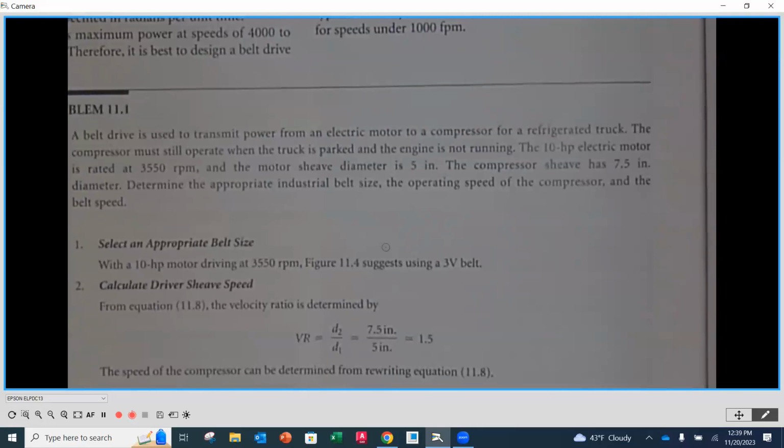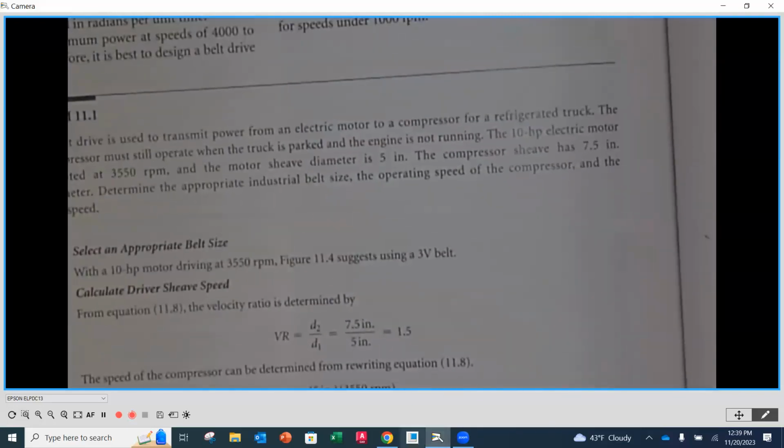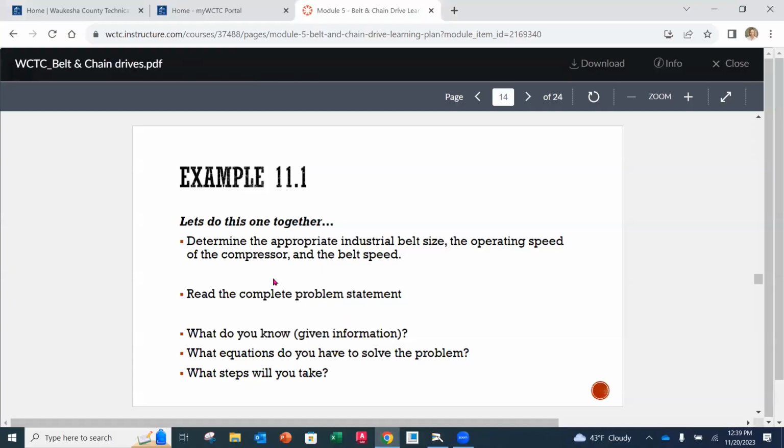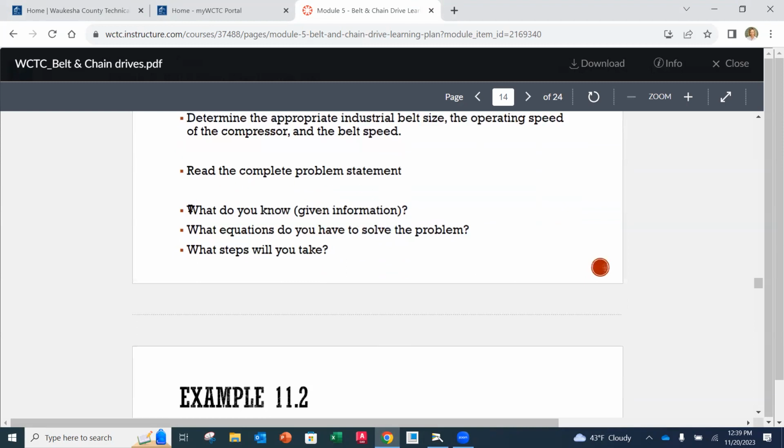Okay, so let's look back underneath here. You want to determine the belt size, the operating speed of that compressor, which is going to be our W2. We'll identify each of these. What I want you to do is first start off with these 3 questions. I'll give you a minute to look at the problem statement. First of all, what do you already know? What's the given information that you have? And as you look at what you need to calculate, what are the equations that you have to solve this problem? And then what do you think the steps are going to be?